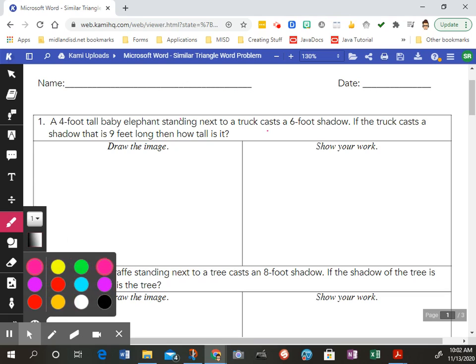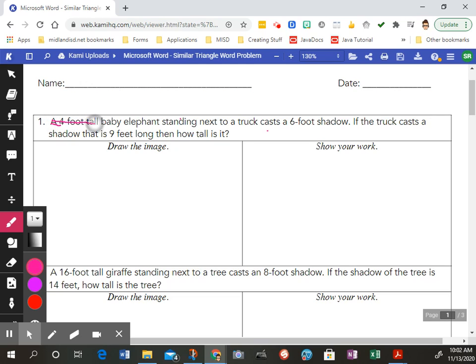I rearranged it. So I took a 4-foot baby elephant, not standing, a baby elephant casts a 6-foot shadow, standing next to a truck. Because the truck is not casting a shadow, the baby elephant is. They worded this really awkwardly.